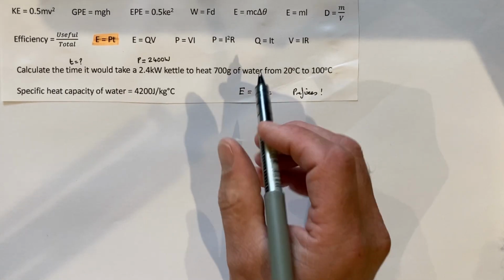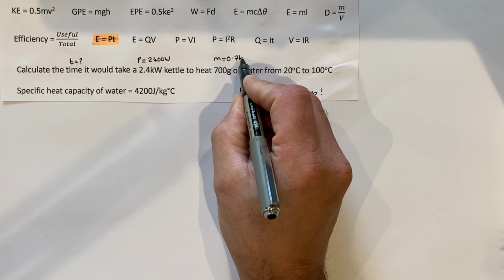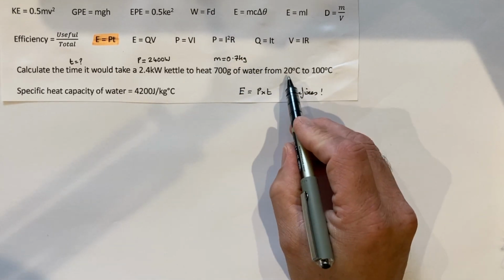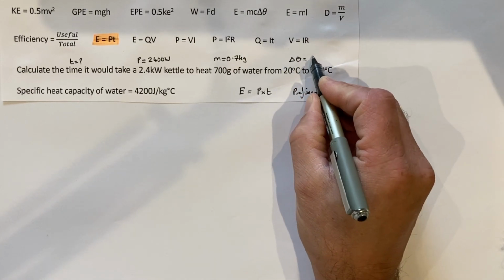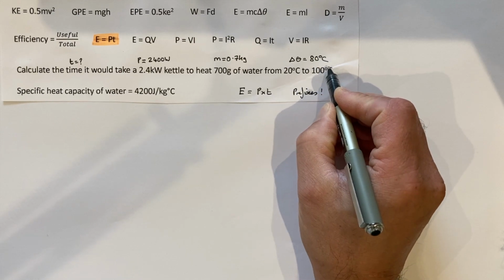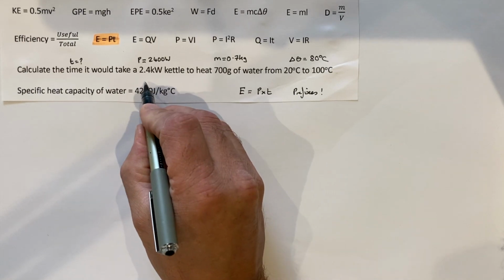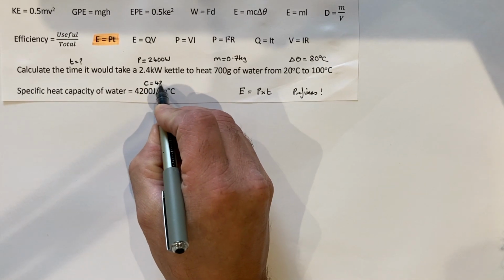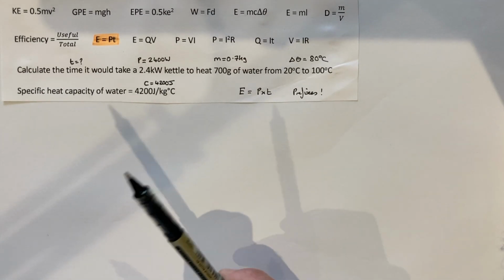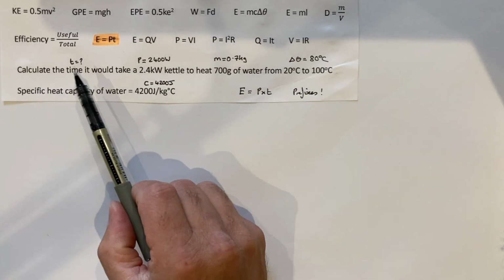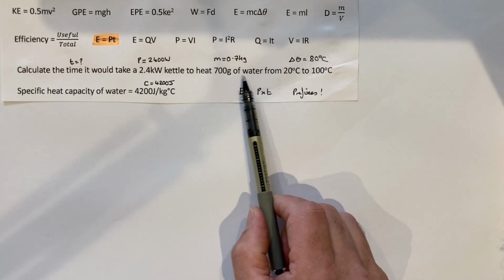So that's the mass of water, which must be in kilograms. So that's going to be 0.7 kilograms from 20 degrees to 100 degrees. So my change in temperature is going to be 80 degrees C. And I'm told the specific heat capacity of water is 4,200. So I know C is 4,200 joules. So next I need to do is to identify an equation which has time in and something else. And of course, I'm alerted straight away to energy is power times time.